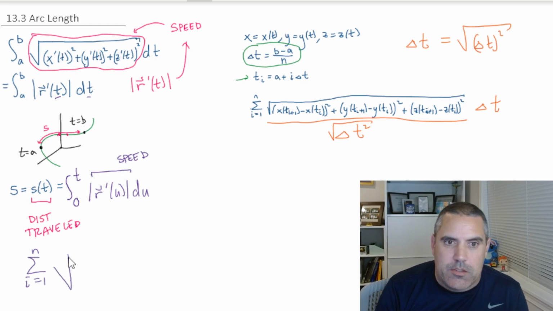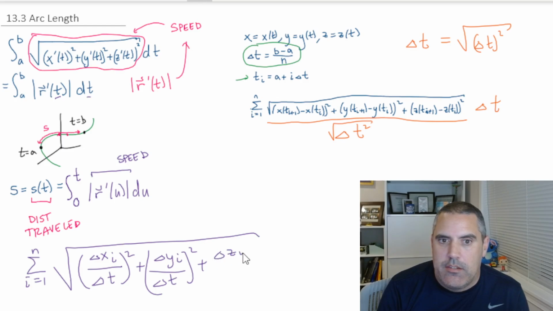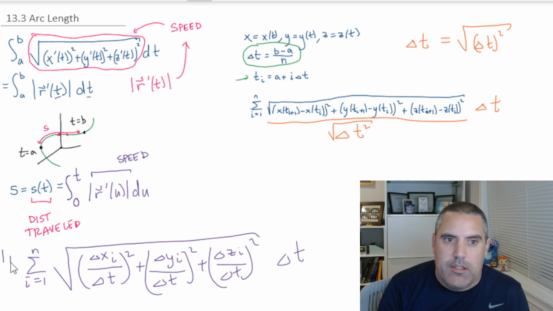It's just a clever little rearrangement and the straight line distance formula. So this looks like the square root. After we simplify, you get the square root, and you get this over the change in t squared. So it's the change in x at our particular point, I'm going to abbreviate, divided by the change of t at our particular point squared. And then it's the change in y at our particular point divided by the change in t squared. And then the change in z at the particular 2 points divided by the change in t, delta t squared. And we would like the limit as n goes to infinity.